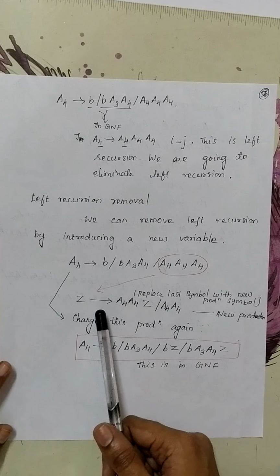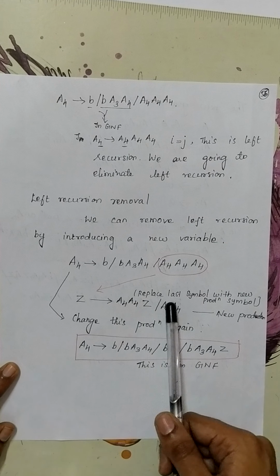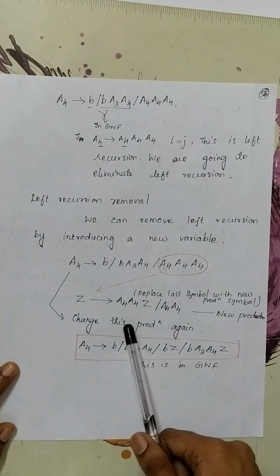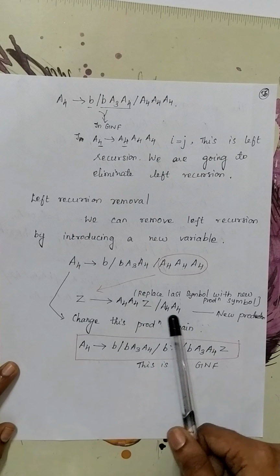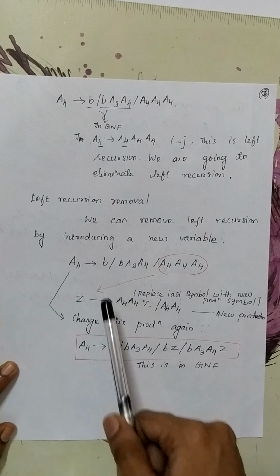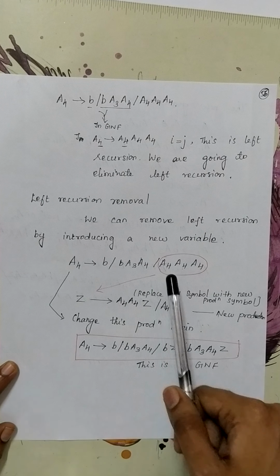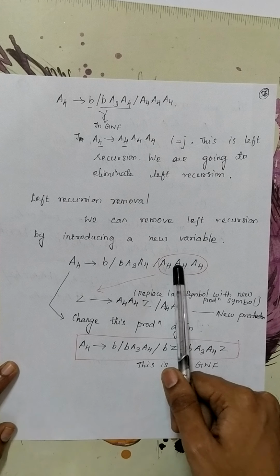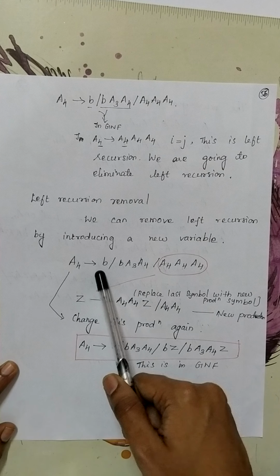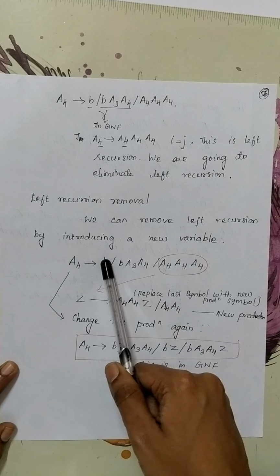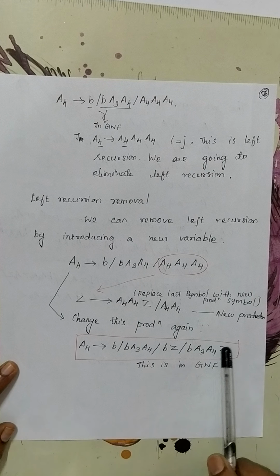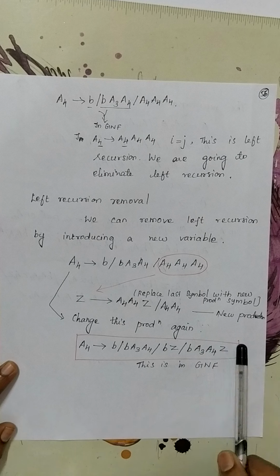So our new production is Z gives A4, A4, Z or A4, A4. So what we are going to do is change this production again, like A4 gives B. We are writing the production of A4 as such. A4 gives B or B, A3, A4, and then this one we have replaced with Z, right? So what we should do is include this Z on B and also for the second production BZ or B, A3, A4 and A4, A3, A4 Z.